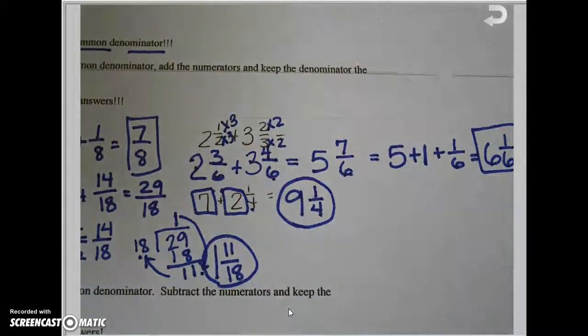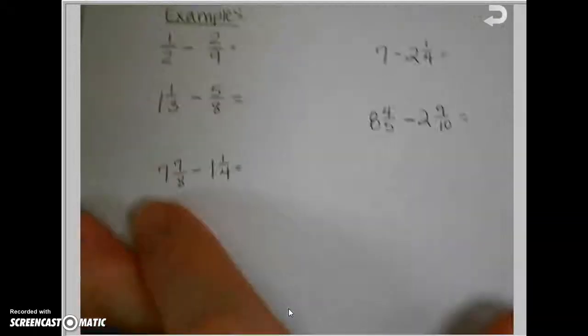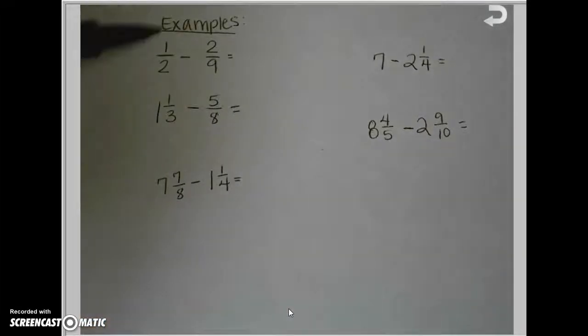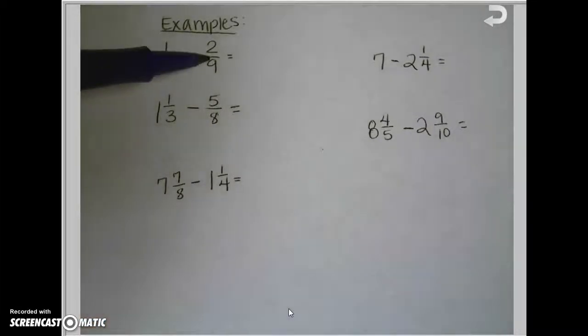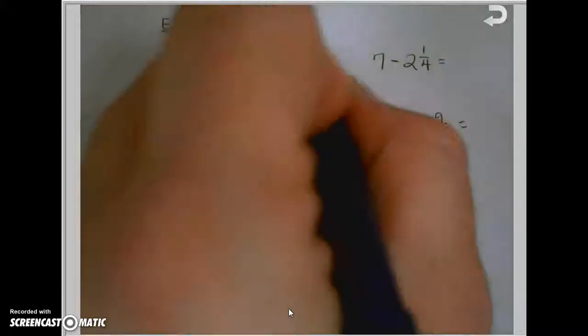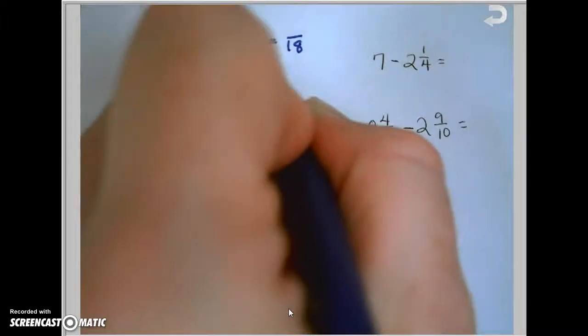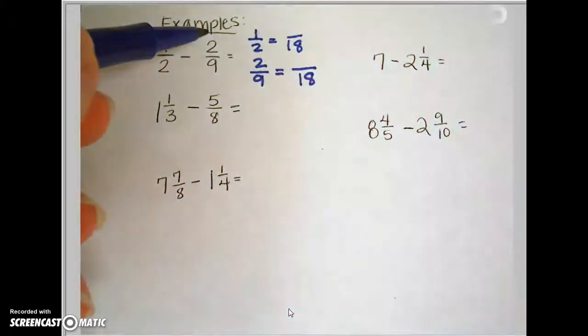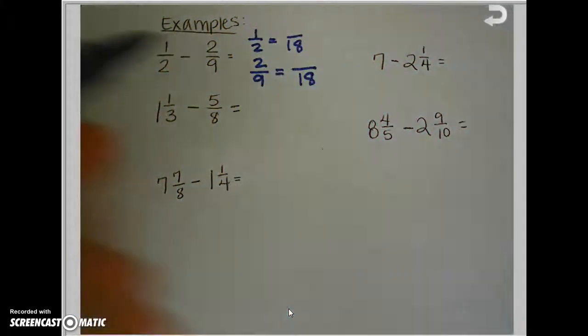Okay, now I'm going to do subtracting fractions. I'm going to do these examples right here. So same thing, you need a common denominator. So if I have 1/2 minus 2/9, I would want to get a common denominator of 18. And make sure when you're doing subtraction, the first number is always going to be taking away the second number. You can't switch them up whenever you want.